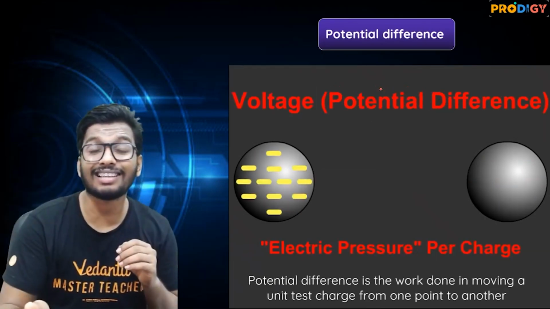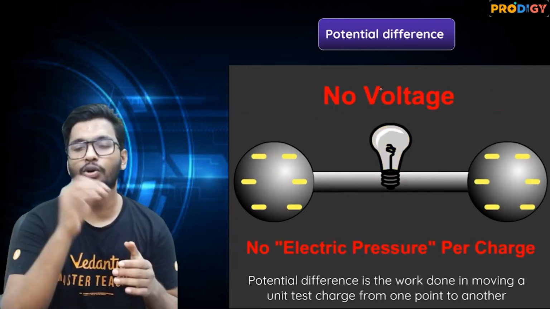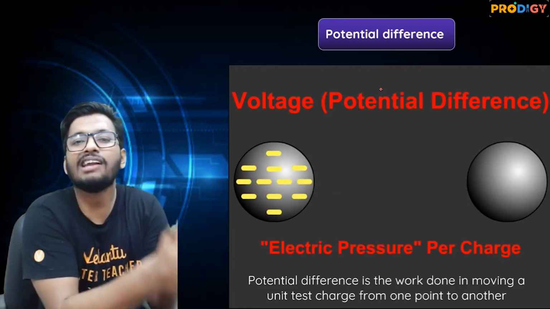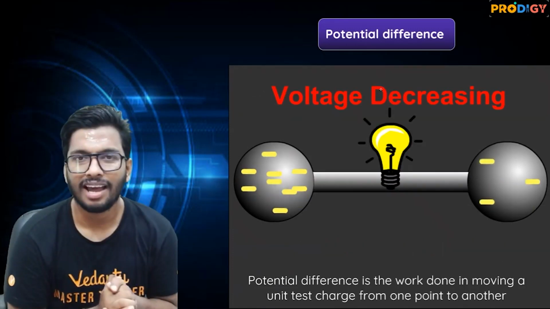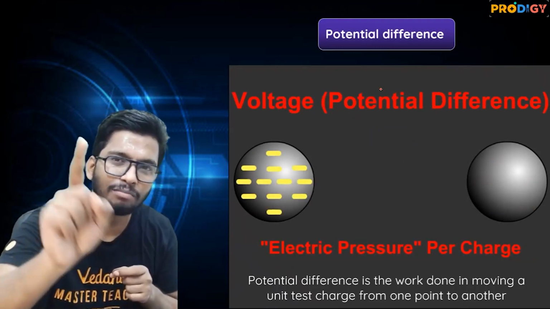Potential difference is nothing but the work done to move a unit test charge or unit positive charge from one point to the other.